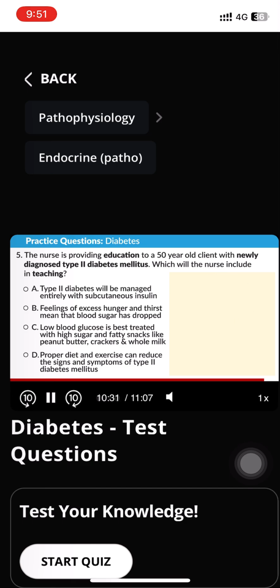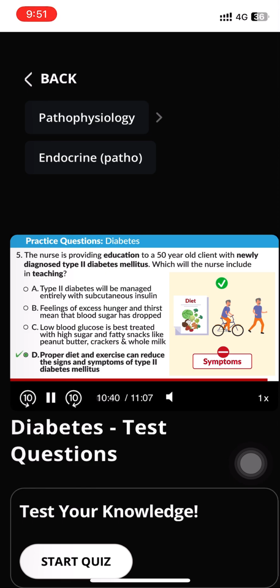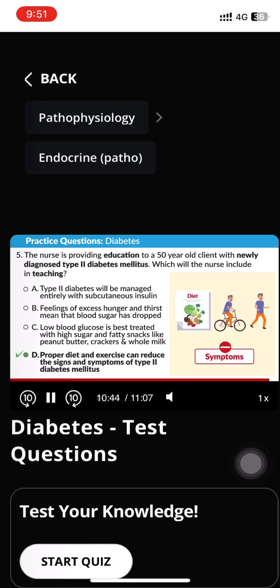Now, option D is correct here, so listen close. Proper diet and exercise can reduce the signs and symptoms of type 2 diabetes mellitus. Yes, the key term here is type 2. Remember, type 2 is a you problem. So reduce the signs and symptoms by changing your diet and exercise.